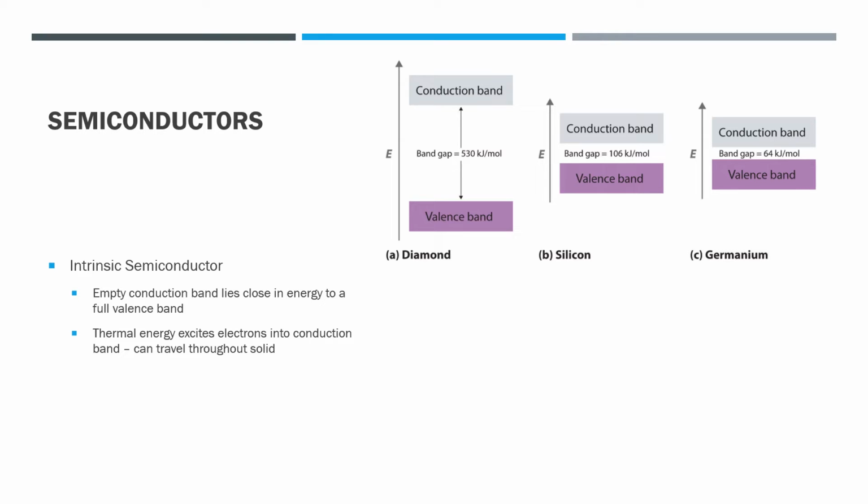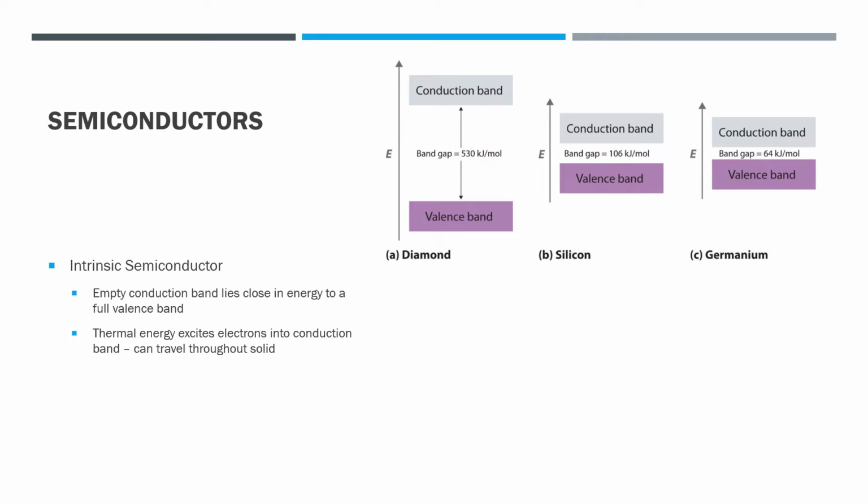And semiconducting properties means that our empty conduction band lies close in energy to a full valence band. So this is like the middle ground between an insulator and a conductor. Insulator, we had a huge band gap. A conductor, we had basically no band gap. So with the semiconductor, we have a small band gap, and this gives some intermediary properties.